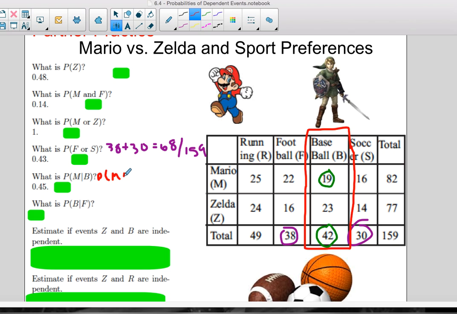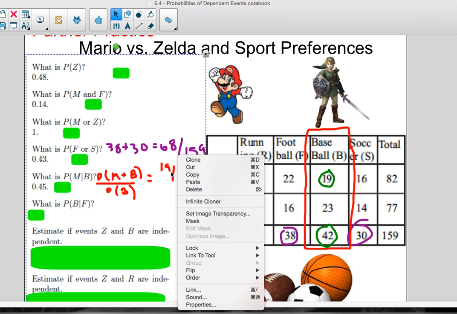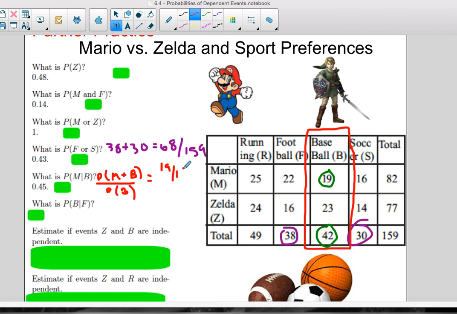The other way you can do it is the probability, the formula is the probability of both. So M and B over the probability of just B. That would give you the probability of M given B. So the probability of M and B, right? Well, M and B would be 19 out of 159. Divided by the probability of just B, which is 42 out of 159, which instead of dividing, you can multiply by the reciprocal, but basically the 159s would cancel. You'd get 19 out of 42, just like we did reading from the table.